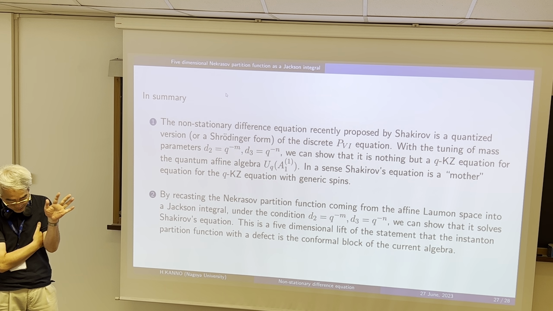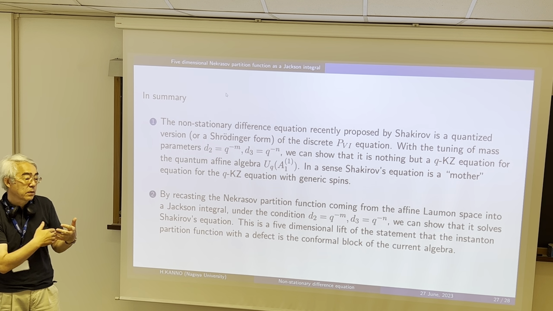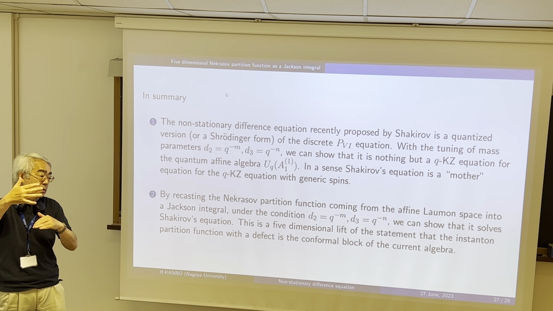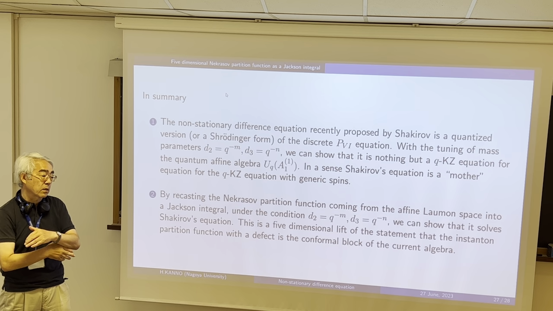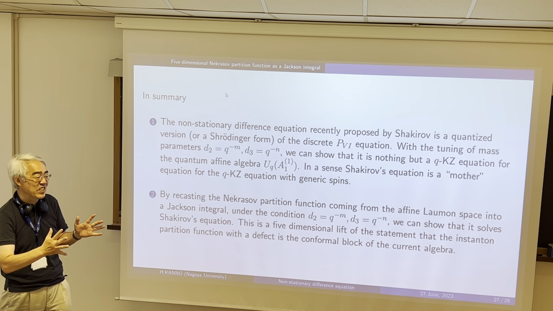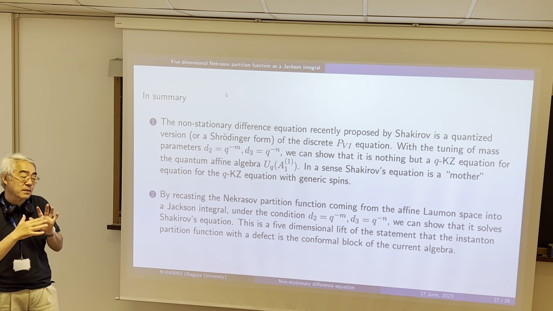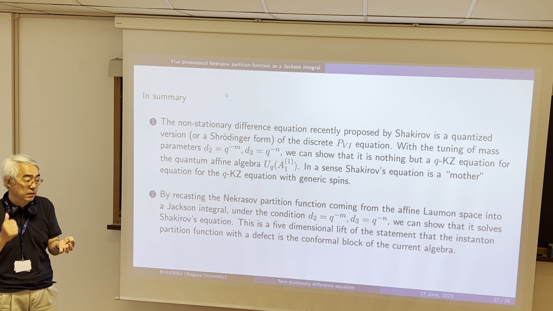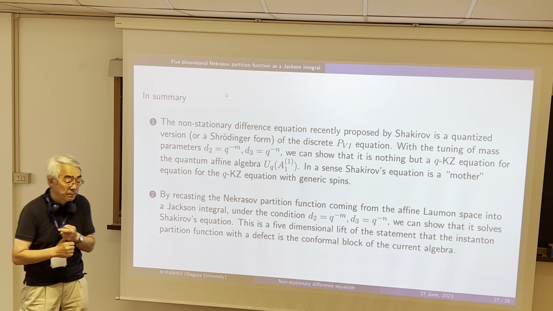Also, I'd like to emphasize that today I didn't say anything about any duality, but there is some dual QKZ equation. Maybe that duality plays a role in fixing the Nekrasov partition function. Maybe the blow-up equation is also another equation for fixing that. This is, in a sense, a very weak linear finite difference equation, so we need more conditions, for example duality or the blow-up equation, to uniquely fix the Nekrasov partition function. That is a very, very interesting problem.